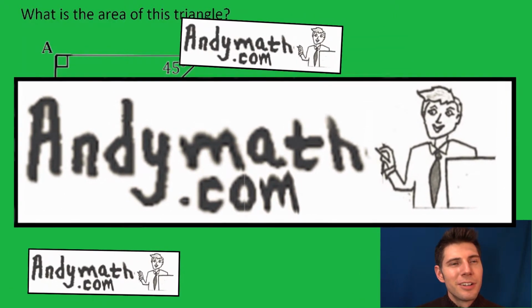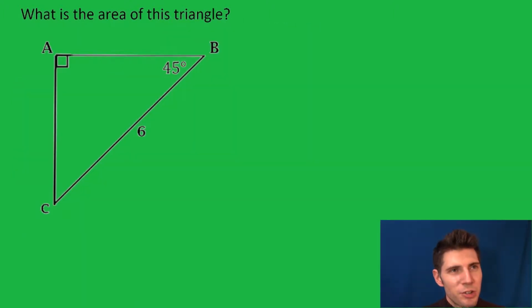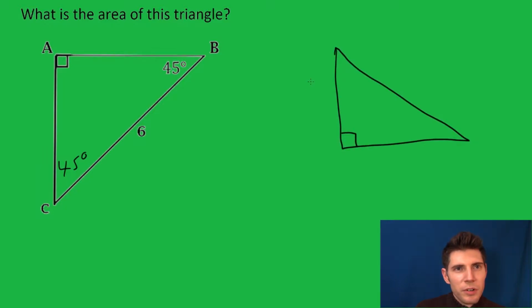Andymath. What is the area of this triangle? It gives us a 45, 45, 90 triangle with a hypotenuse of 6. There's a lot of ways to do this. Two best ways is either recognizing this is a 45, 45, 90 triangle, in which these two sides are x, and this one is root 2 times x. That's true for all 45, 45, 90 triangles.